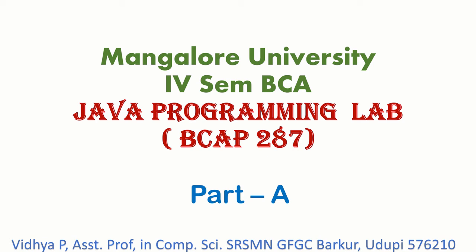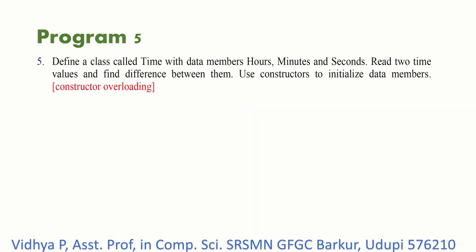Hi, in this video, let us discuss the Mangalore University 4th Sem BCA Java Programming Lab Part A program. Program 5: Define a class called Time with the data members hours, minutes and seconds. Read two time values and find the difference between them, and use constructors to initialize the data members.